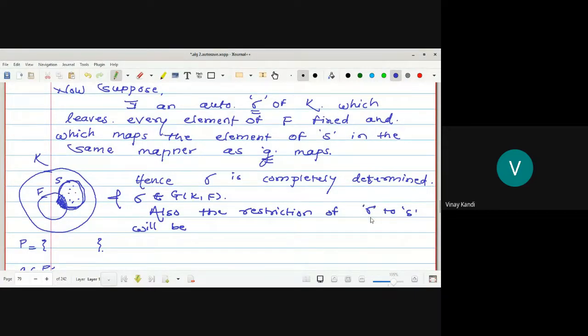This restriction of sigma to S will be G. So G is what? It is one function on the finite set S.